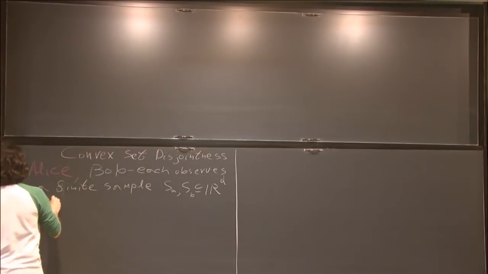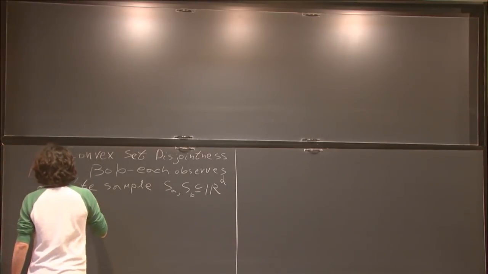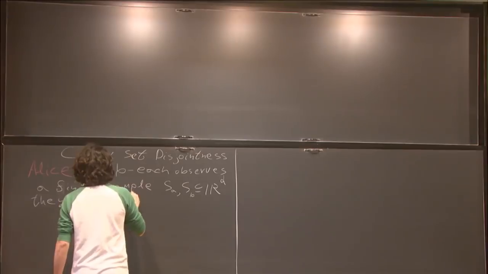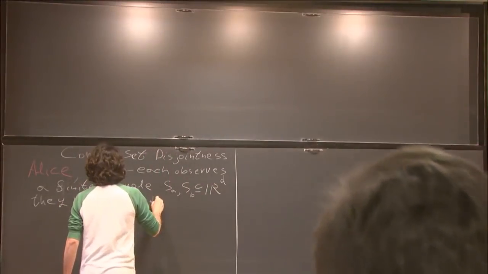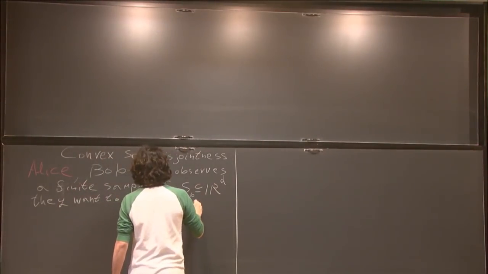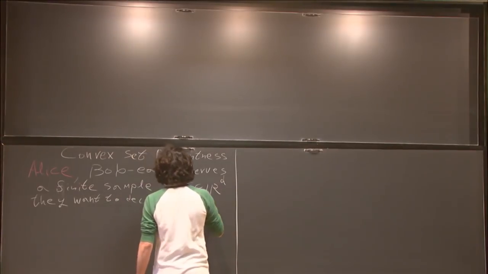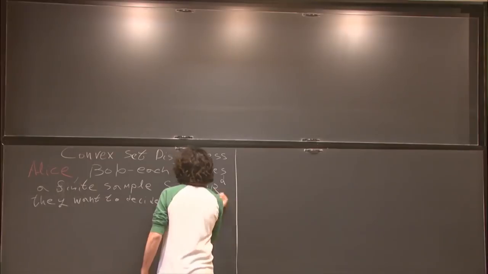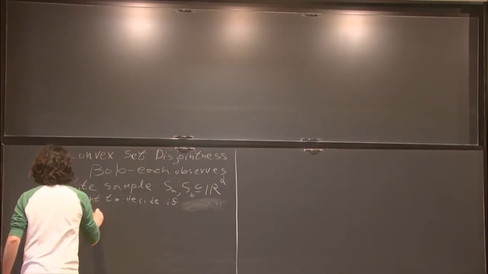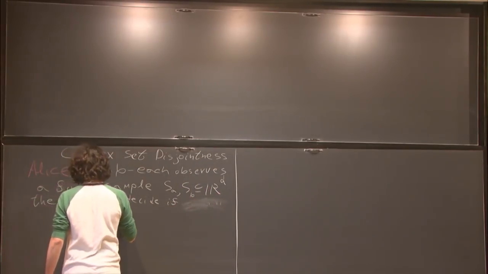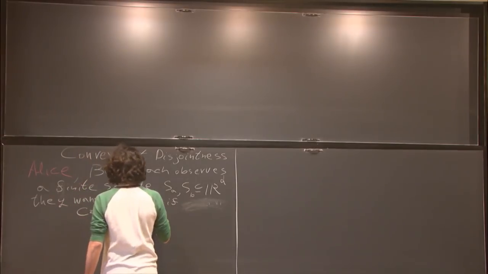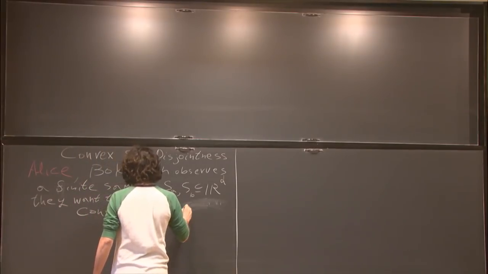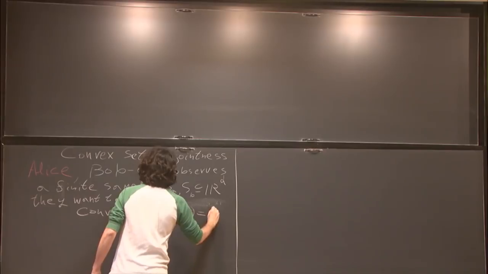They want to decide if the convex hull of S_A and the convex hull of S_B are disjoint or not.